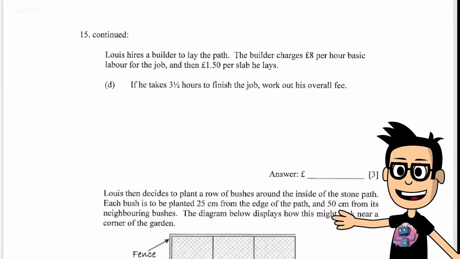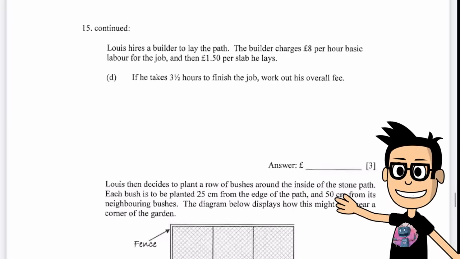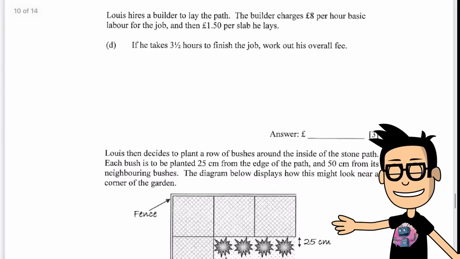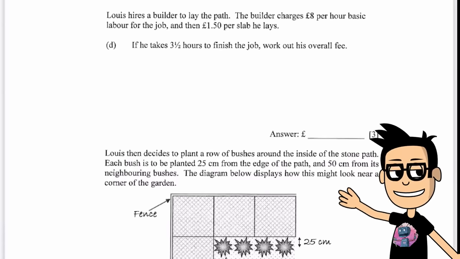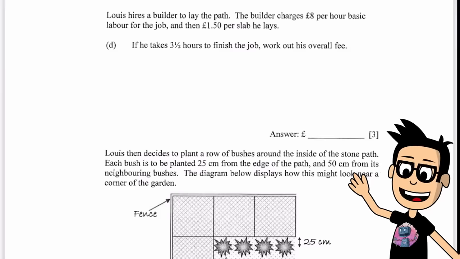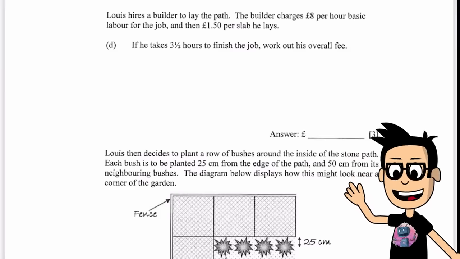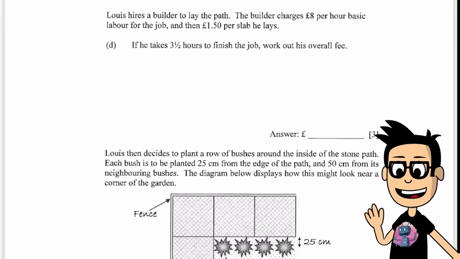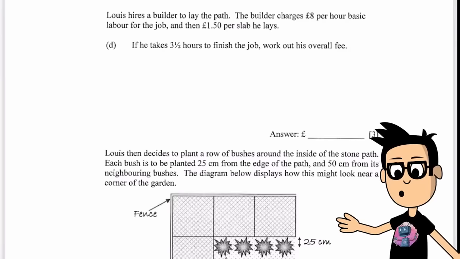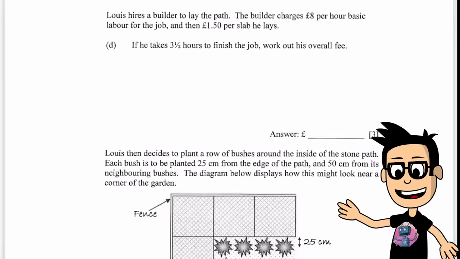Let's now dive into our final question, which is part D. Louis hires a builder to lay the path, and the builder charges £8 per hour basic labour for the job, and then £1.50 per slab he lays. So now if he takes 3.5 hours to finish the job, work out his overall fee.